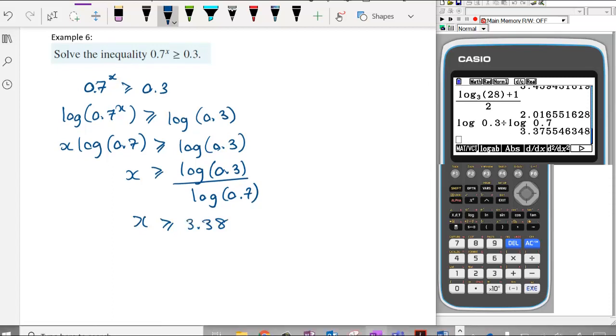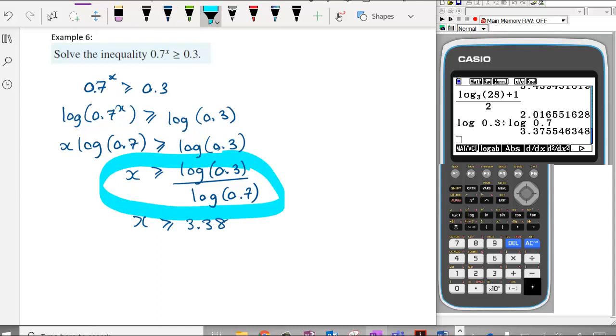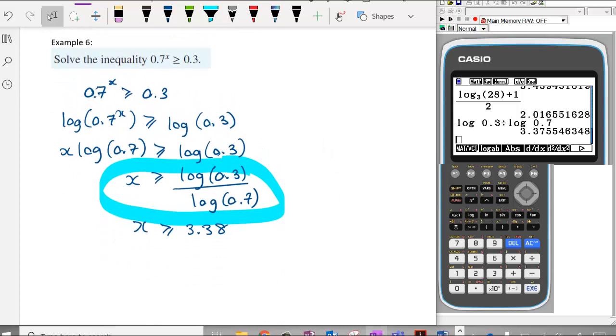So it's probably better to leave it in this exact form, because how do you write an inequality as an approximate inequality? But that concludes our lesson, and hopefully these skills are now something you can practice and continue to build your fluency with.